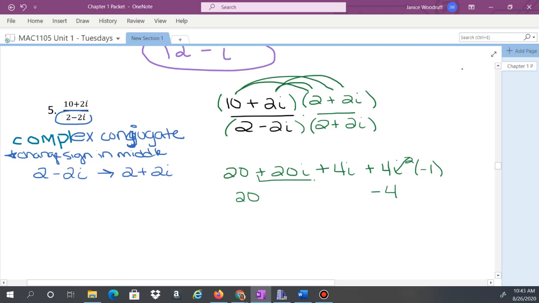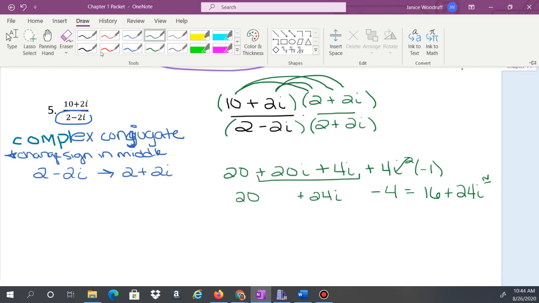We can go ahead and combine these like terms. 20i plus 4i will give us a positive 24i. We have 20 and then minus 4. We can combine those. That'll give us a 16 plus 24i. So that's my numerator. I'm just going to put an n right there for numerator. And then I'm going to go ahead and work on the denominator.